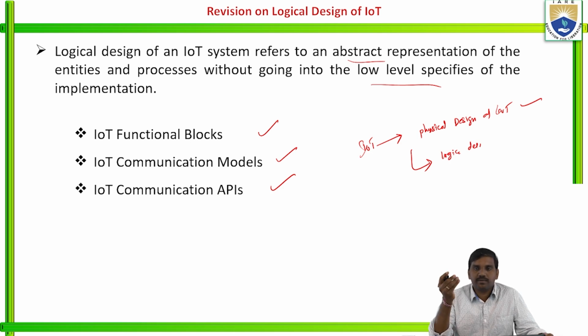The IoT device has different peripherals for processing the data. For the IoT communication model, we have different types of communication models, which we will see on the next slide. For IoT communication APIs, we have 2 types, which are very important: one is the REST based communication API and the other is the WebSocket communication API. These are the minimum introduction points of the logical design of IoT.